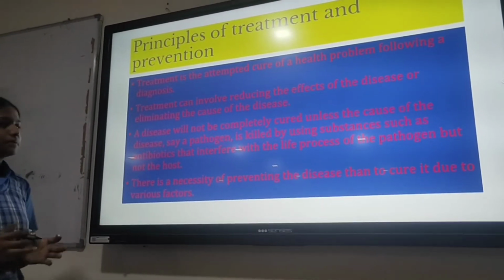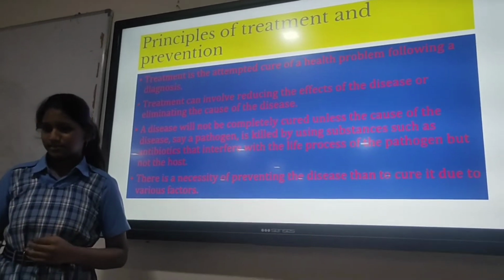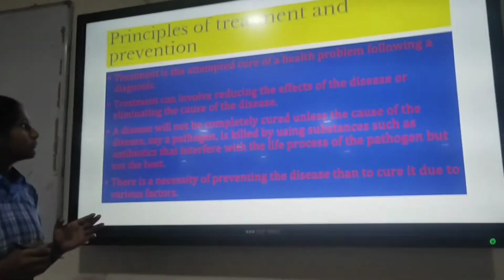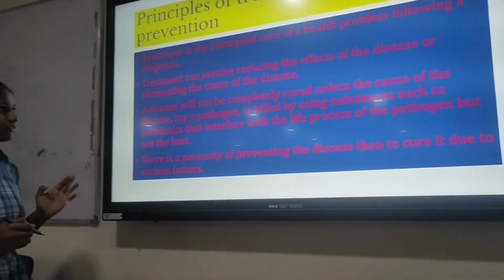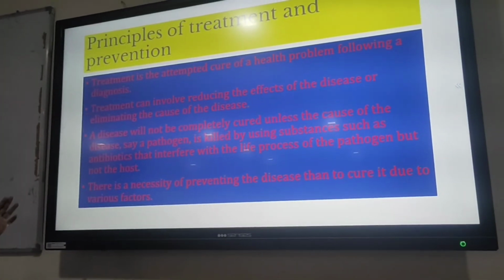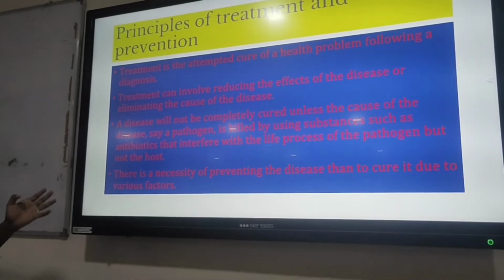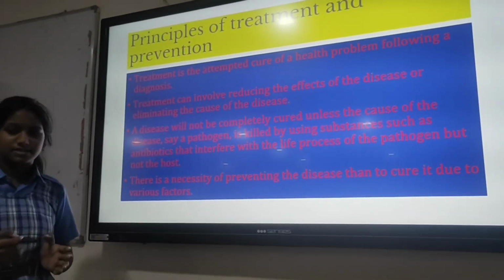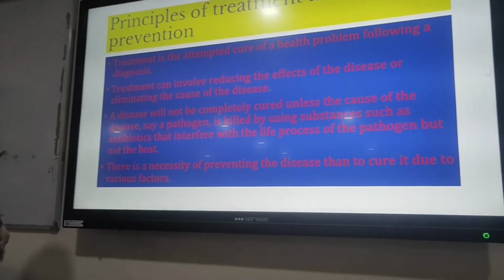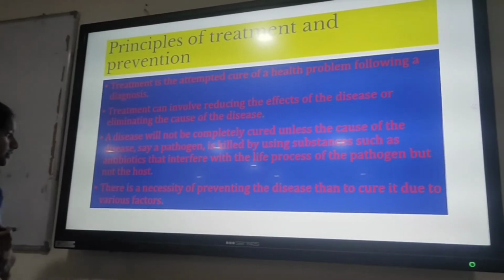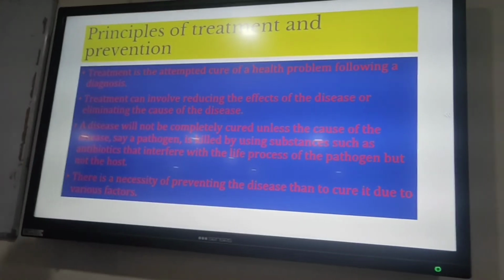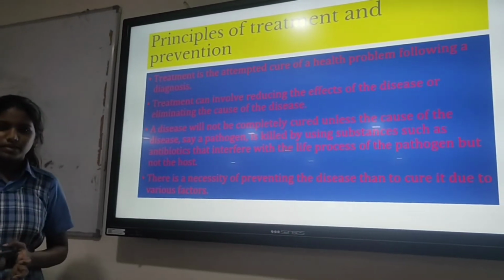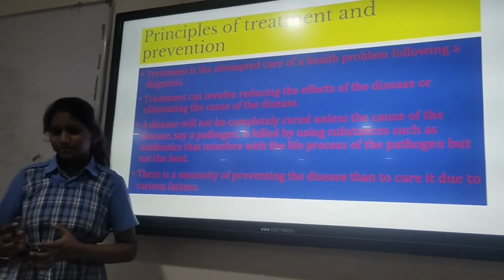And now, principles of treatment and prevention. How can we prevent those diseases? Treatment is the attempted cure of a health problem following diagnosis. Treatment can involve reducing the effects of the disease or eliminating the cause of the disease. The disease will not be completely cured unless the cause of the disease, say a pathogen, is killed by using substances such as antibiotics that interfere with the life process of the pathogen but not the host. There is a necessity of preventing the disease rather than curing it, due to various factors. Prevention is better than cure.